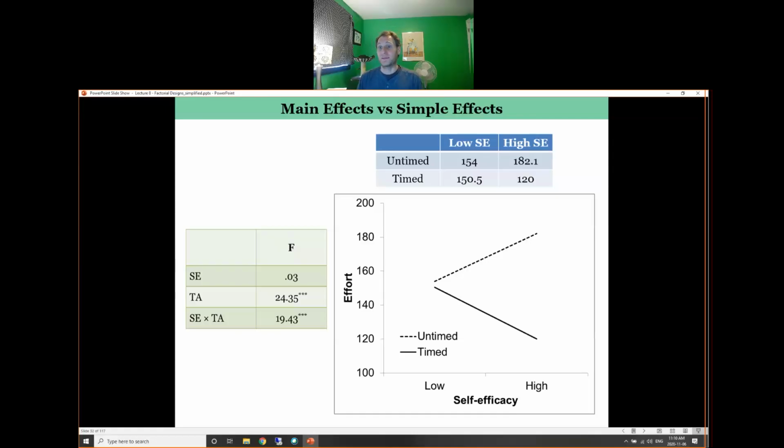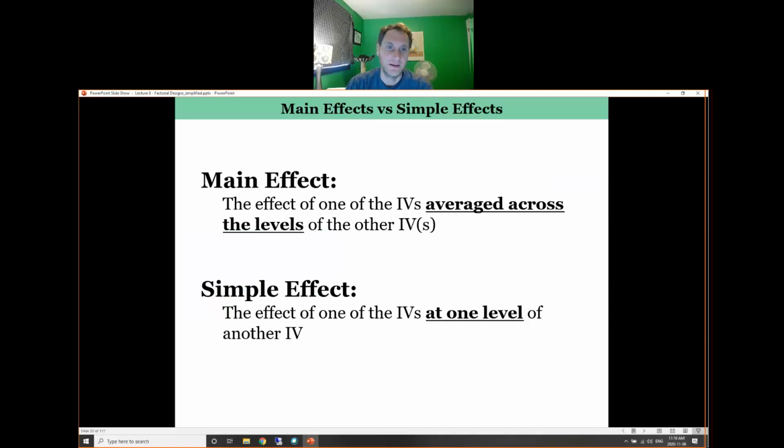So I mentioned main effects on the other slide, and I said I'd come to them eventually. So here's another piece of vocab that we have to just kind of get locked cold. We have to really understand the difference between main effects and simple effects. Main effect is the effect of one of the IVs averaged across levels of the other IV. And a simple effect is the effect of one of the IVs at a level of the other IV.